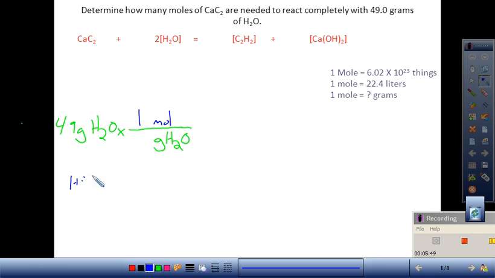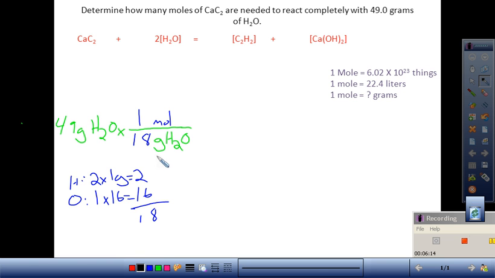Alright, so I have 2 hydrogens and I have 1 oxygen. I go to my periodic table. Hydrogen is 1, oxygen is 16. And I add those up. 2 plus 16 is, of course, 18. And I take that and I put it up there. So the 1 mole of water has a mass of 18 grams.